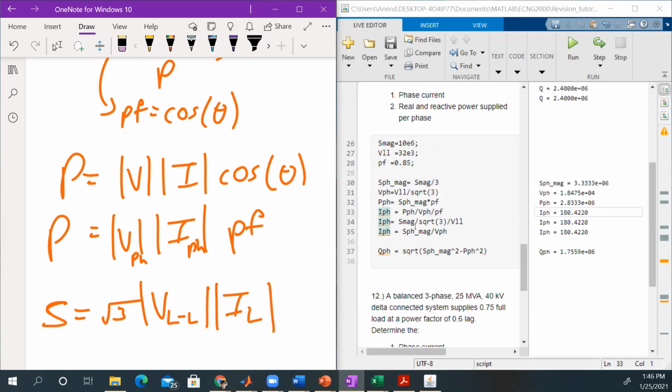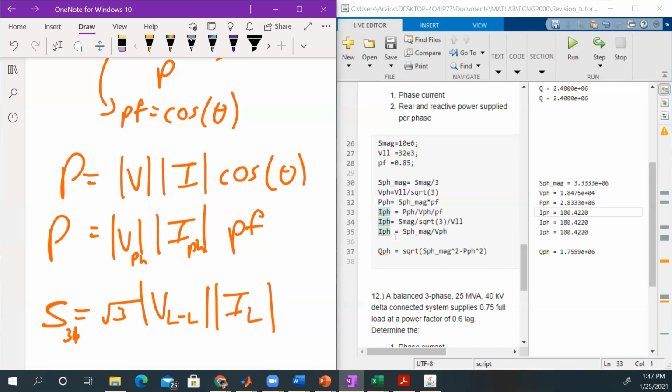Good. So then I use the three-phase power, S three-phase, right? So you see I use the full three-phase power, S mag, divided by square root of 3, divided by the line-to-line voltage, which is the 32, not the phase voltages. These are the line-to-line quantities. And I get the line current. And since this is a star system, the line current is equal to the phase current. So it will be the same as the phase current, and it works out to be the same.